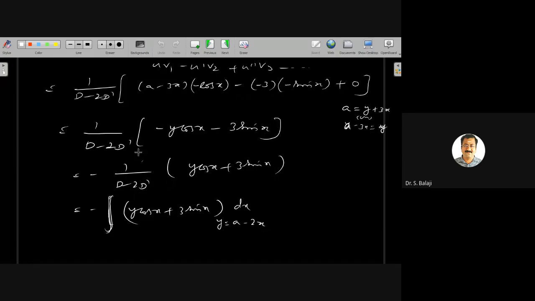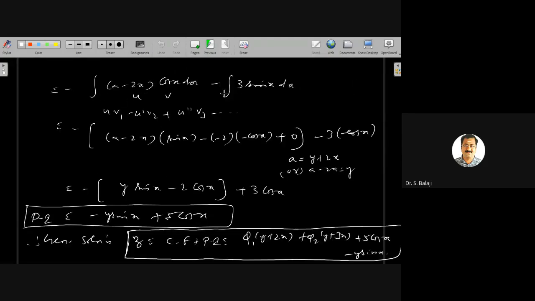Now again, one more denominator factor is here. For that also you have to operate integration. Integrate with respect to x this whole factor, but we have to change y as a with the help of this factor, a minus 2x form, and then integrate here. Then after integration, immediately you replace a as y plus 2x, or a minus 2x as y. You can get the answer. This will be the idea.